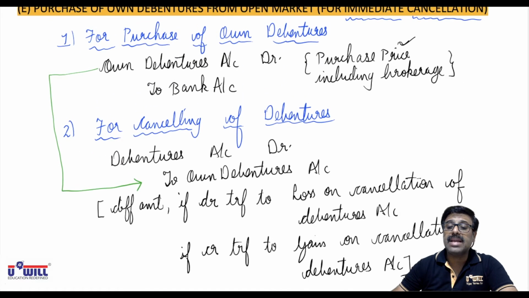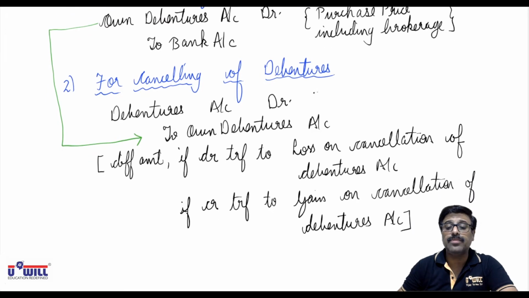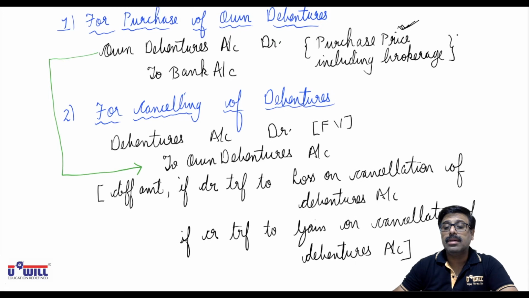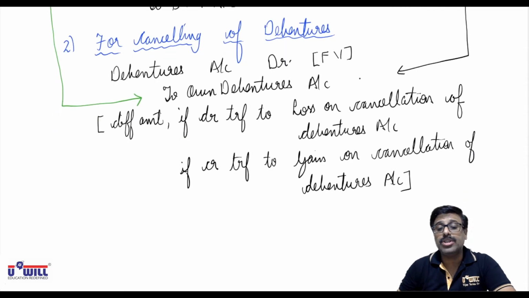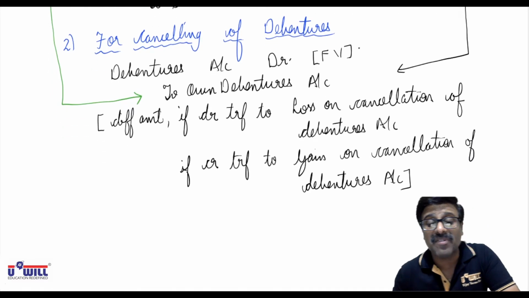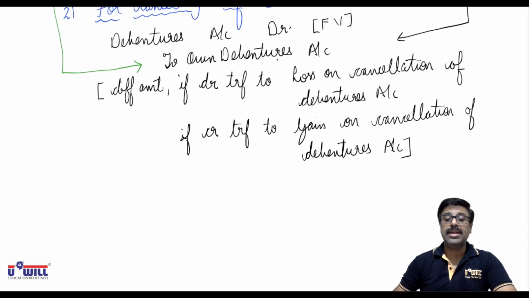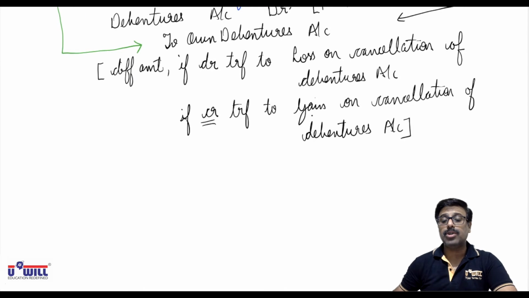This purchase price from the open market may be more than 100 rupees of face value, or it may be less than 100 rupees of face value. Okay, in that situation there will be difference in debit and credit amount. If you have purchased the debentures at less than 100 rupees, it is your profit, so that debit amount will be more, credit amount will be less. So in credit, the balancing figure remaining will be transferred to gain on cancellation of debentures account.